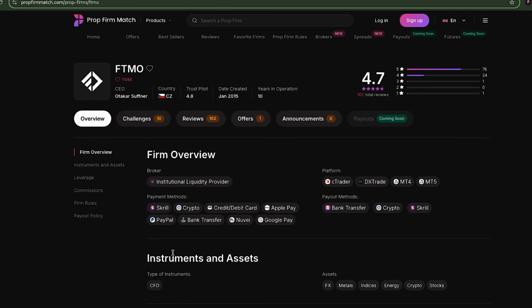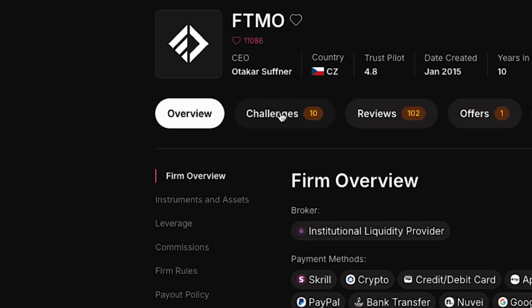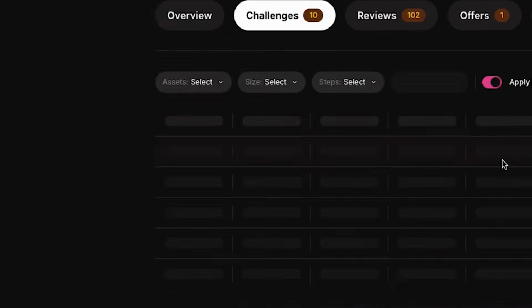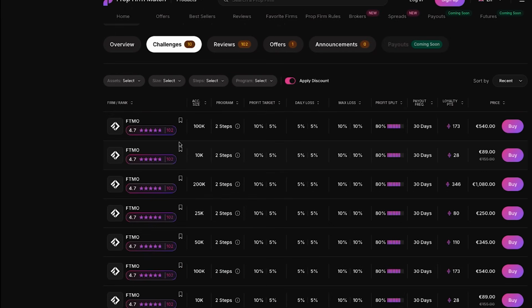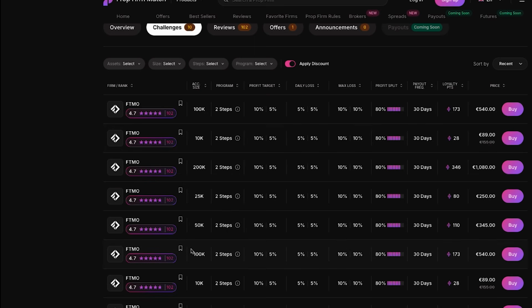So in order for me to go over the challenge details a little bit more in depth, I'm going to have to click on this tab here, which is called Challenges. Now when I click on Challenges, you're going to see that all the challenges that FTMO offers populate. Okay, you can see we have 100K, 10K, 20K, 25, 50, so on and so forth. But if you've been paying attention, you're going to notice that there are multiple of the same accounts. So for example, we have 100K here, we have another 100K here, we have a 10K here, and another 10K here. So what I'm going to do is go through and show you some of the details of these challenges and show you the differences between the two.